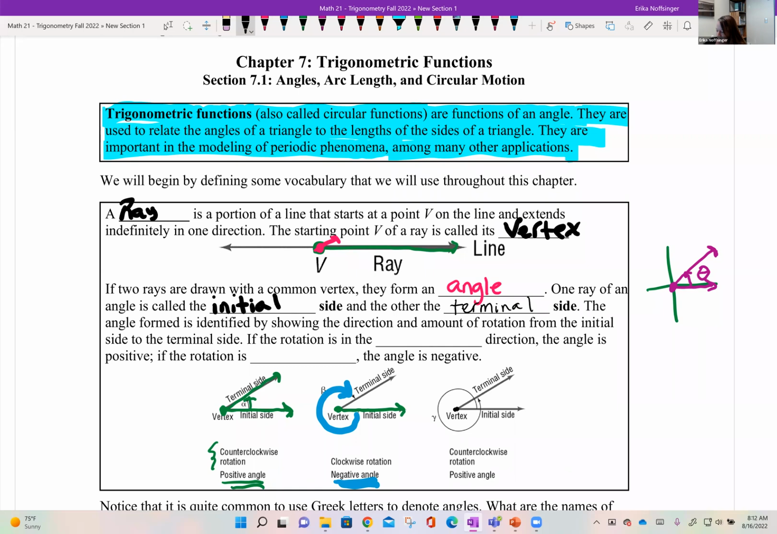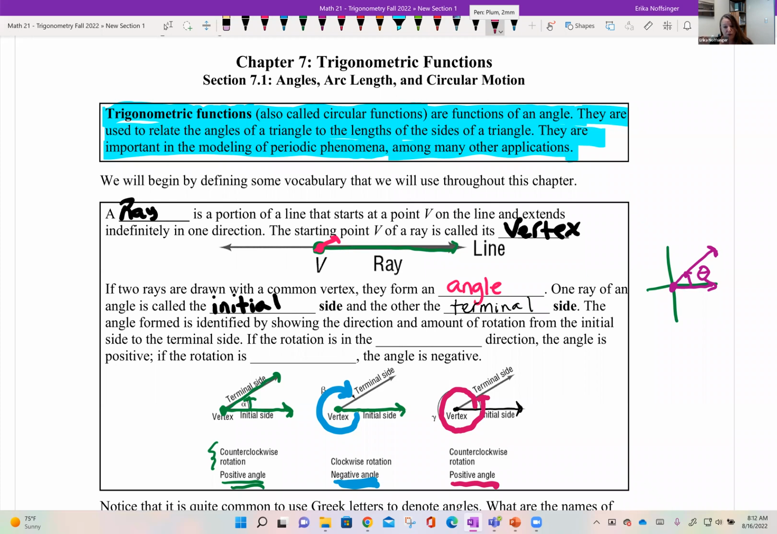So here is an example where we are starting at the initial side and rotating counterclockwise, so it's going to be a positive angle. But notice that in here, we've hit our initial side and passed it, and we get to this terminal side. So this was counterclockwise and it's a positive angle.